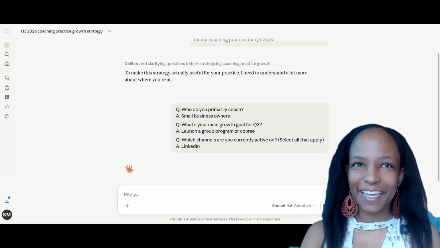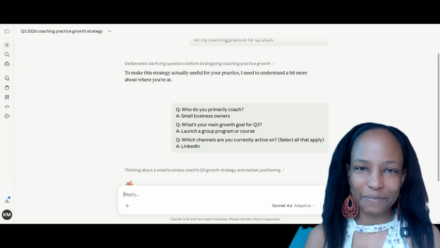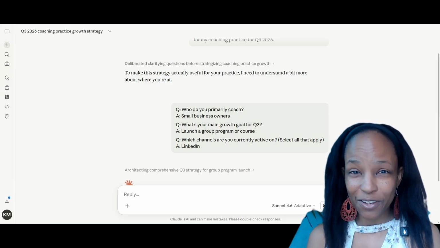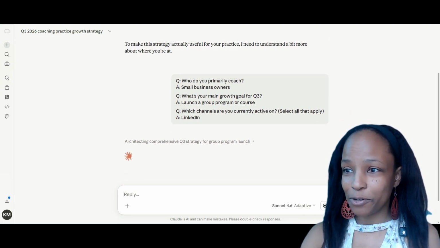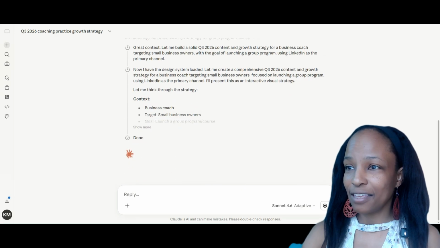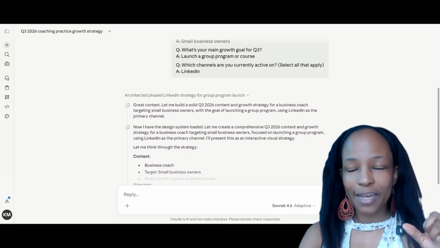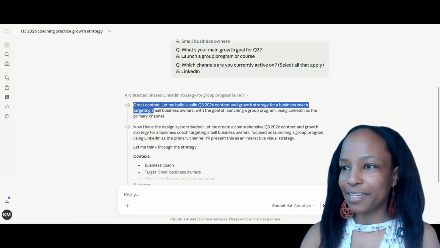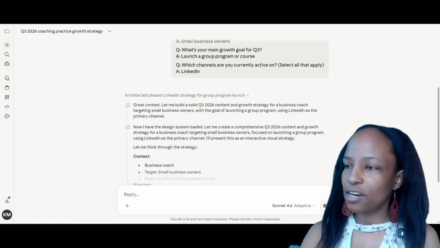I think I'll try it again in another model, maybe in Haiku, to see if it gives me that same pushback. But I love that it gave me that pushback. And this is a thinking model as well, so you can see the chain of thought if you just press that. I'll do some more content on the thought pattern. But it's like, great context, not really. But let's build a Q3 content strategy, growth, blah blah blah.